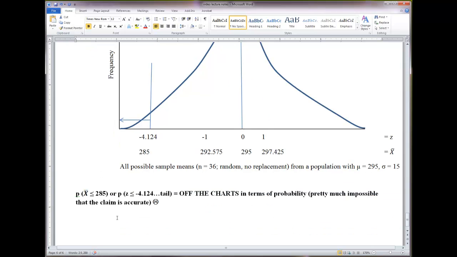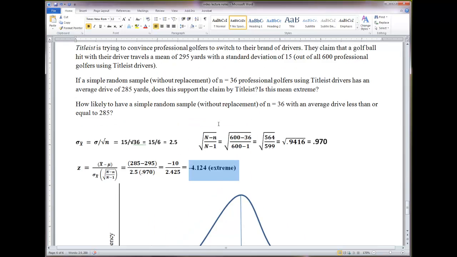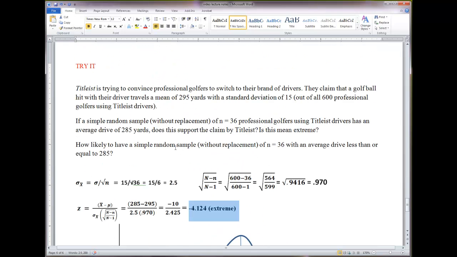And if you see, there is nothing higher than 4 on the chart. So we could say that it's off the charts. The probability is off the charts. It's pretty much impossible that this claim is accurate, which is kind of the same conclusion that we had before. Only now the math is a little bit different because we're not assuming replacement.